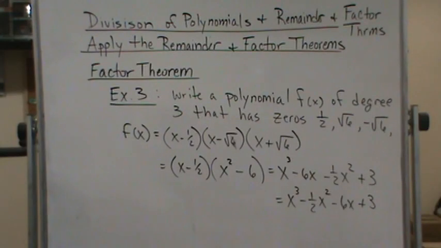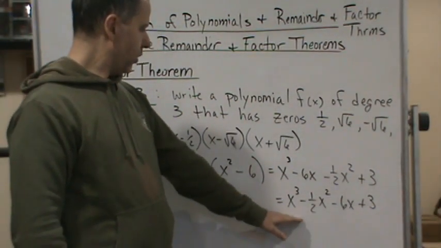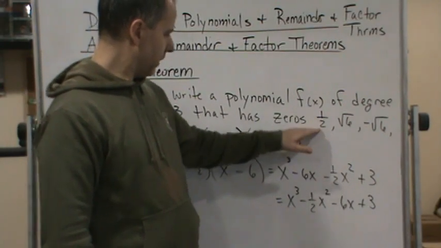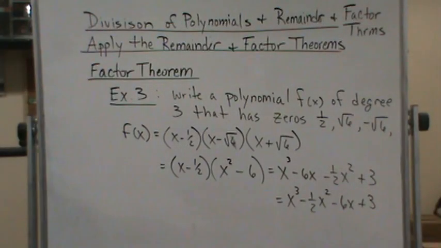And there you have it. I have a third degree polynomial, right? Where the zeros of this polynomial are 1/2, square root of 6, and negative square root of 6.